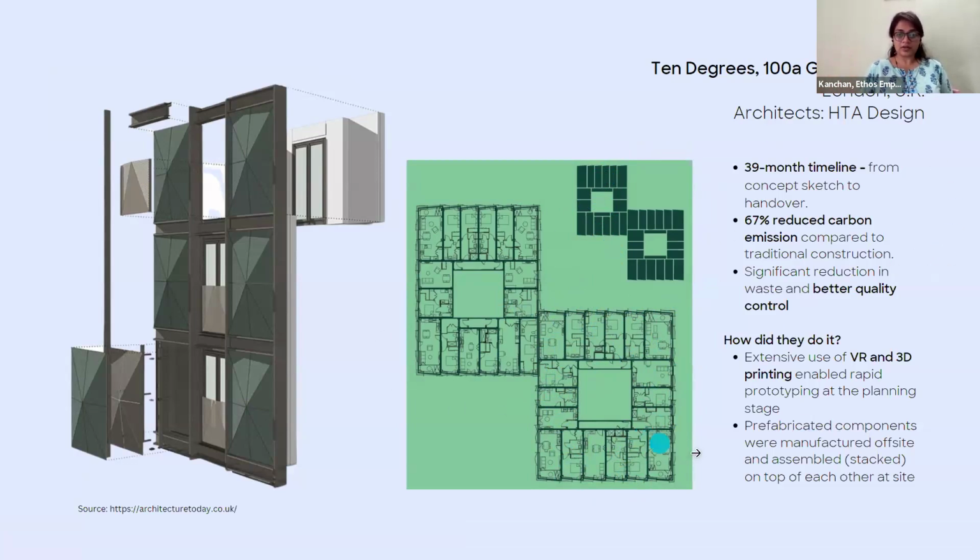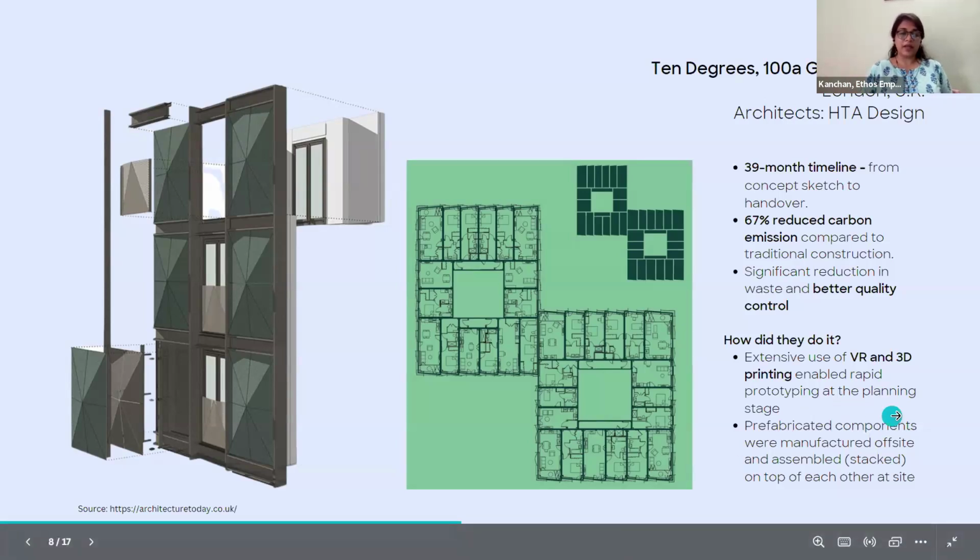So what it did for this project was that the project timeline shrunk, from the first concept sketch to the handover of the building, it only took 39 months. 67% of carbon emission could be reduced compared to traditional construction, and there was a significant reduction in waste and better quality control. And how did they do it? They extensively used virtual reality and 3D printing. That allowed them to rapidly prototype all these elements and figure out what will work and what will not work at the planning stage.